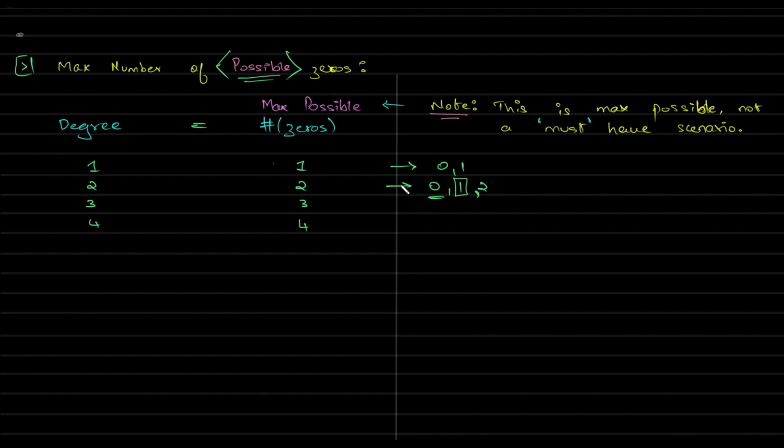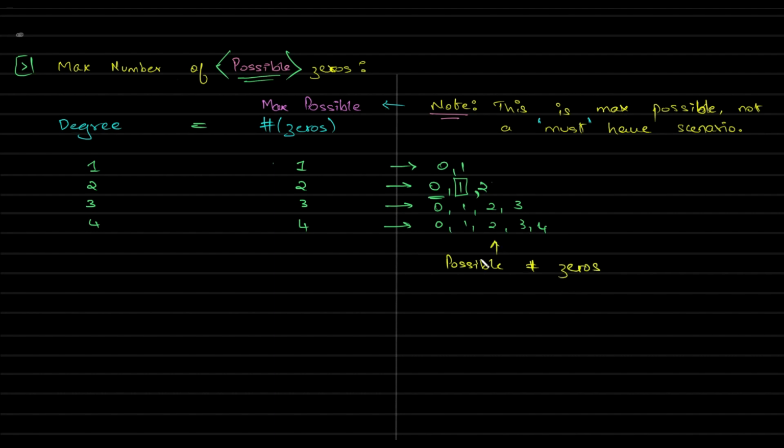So the point is a graph can have no zero or a maximum of 2 zeros when it comes to a quadratic expression. When it comes to cubic, I'm sure you would have guessed it. It can be 0, 1, 2 and 3. And for quartic, if I remember right, it will be 0, 1, 2, 3 and 4. These are the possible zeros. Remember, this heading is possible number of zeros.